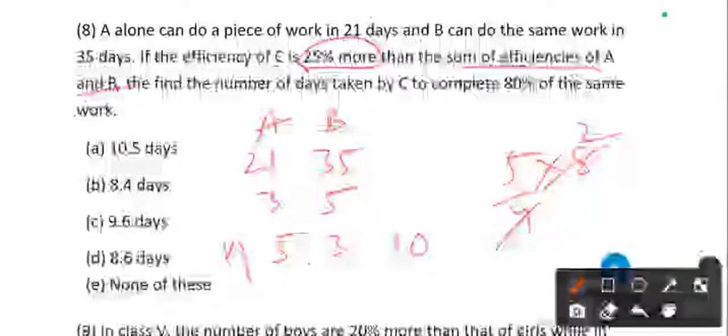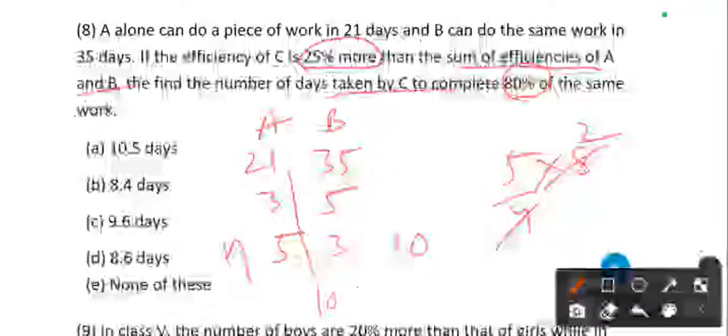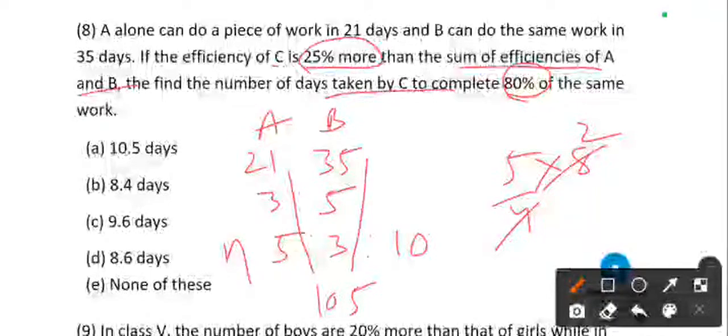Now what we need to find is the number of days taken by C to complete 80% of the same work. So 21 units of 5, 21 times 5 will be 105 units. 35 times 3 will be 105. So C is 10.